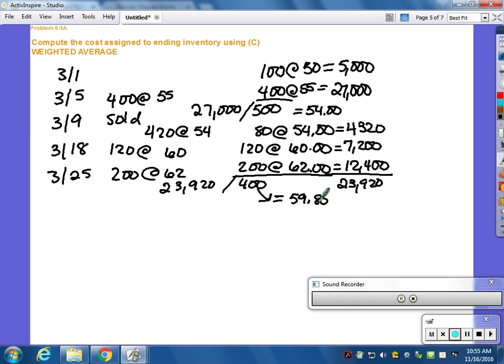Yes. So on 3/29, when they sold, how many units did they sell? 160. So now we're going to do 160 at our new weighted average amount, which is 59.80, which means we have how many units left in inventory? 400 minus 160. Still 240, right? But now they're at what price? 59.80. Good.